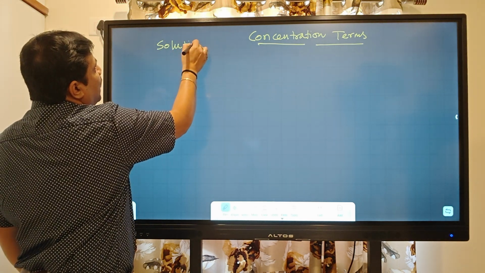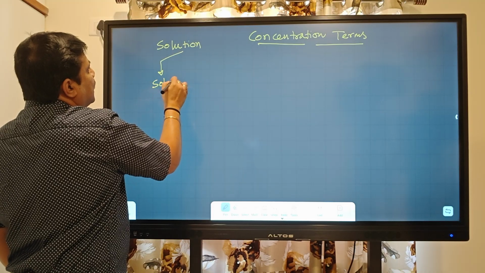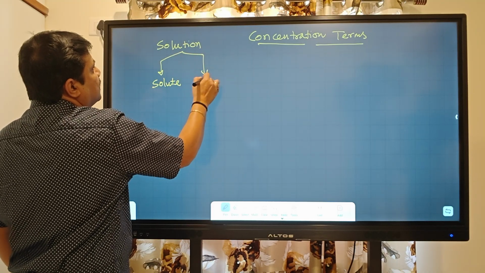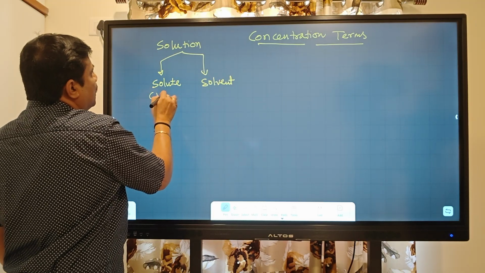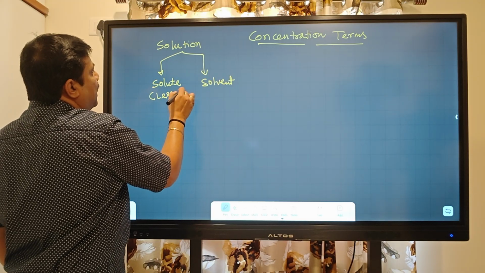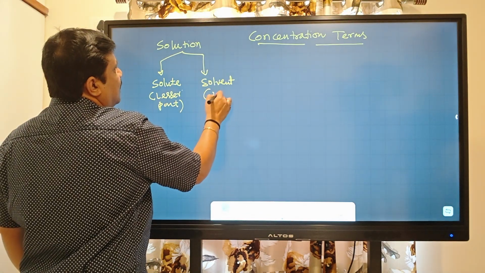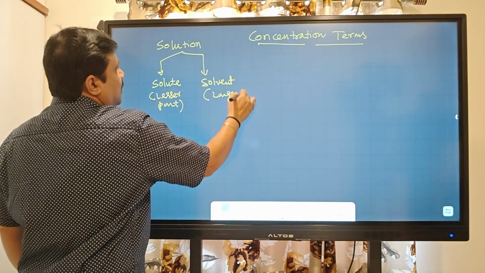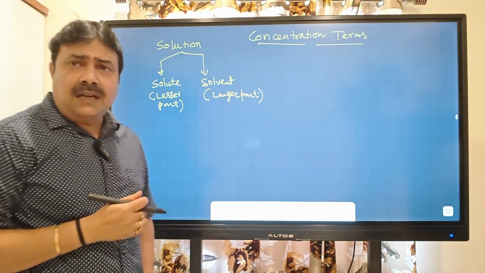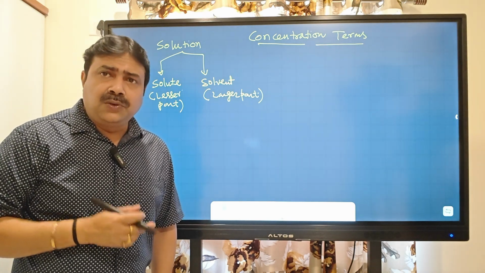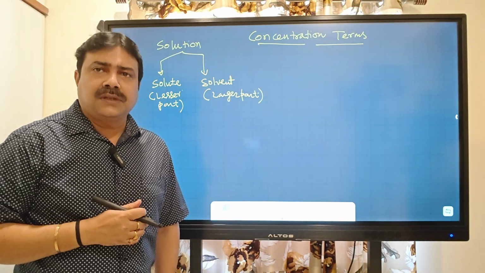generally there are two parties, everybody knows. One part is called the solute and the other part is called the solvent. Generally the solute is the lesser part of a solution, and the solvent is the larger part. Yes or no? Everybody knows. So a solution has two parts. What is that? Solute and solvent. Solute is the lesser part of a solution, whereas solvent is the larger part of a solution.